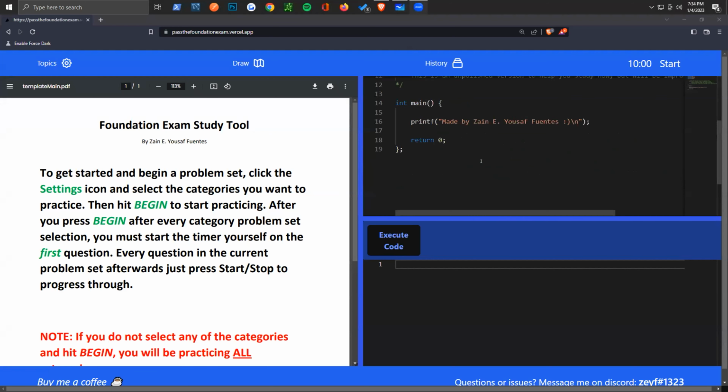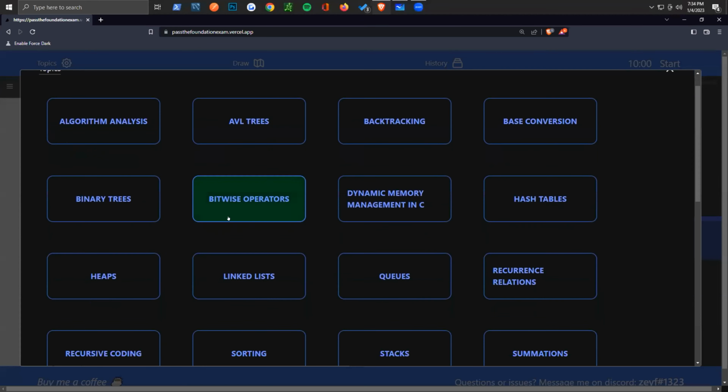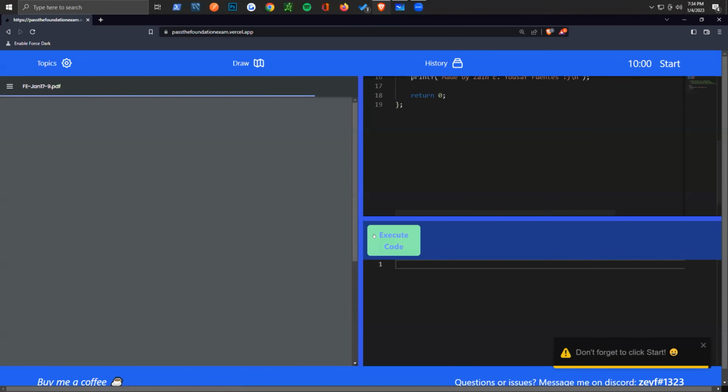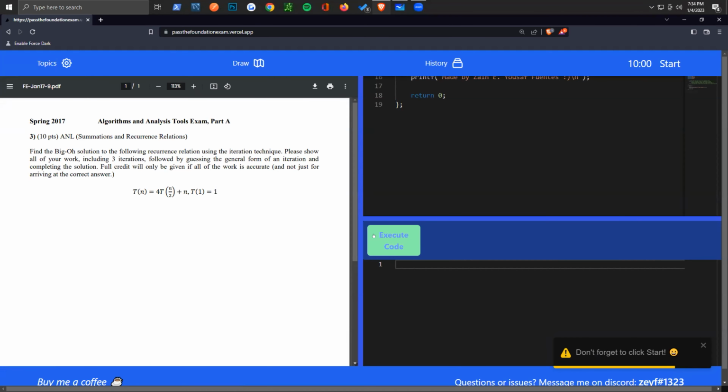All right, so we're going to start off with recurrence relations. Typically, recurrence relations and summations, probably summations more, I'm not sure, but most people tend to have the most trouble across the whole exam with these two sections. So I hope I can help you guys out, especially with the recurrence relation. I'm also going to do some other stuff later on, but all right, let's hop into it.